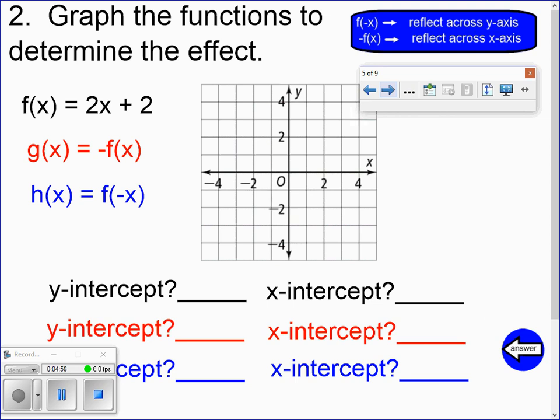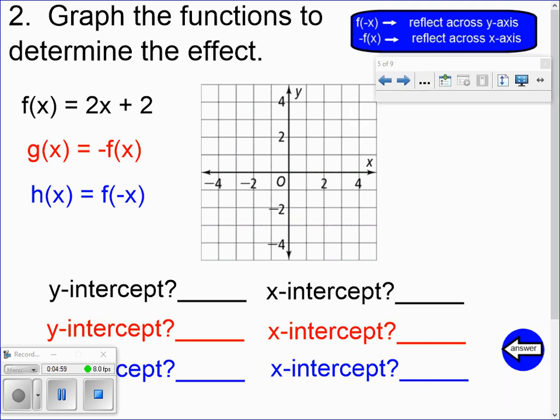If we graph 2x plus 2, notice that it starts at 2 and has a slope of 2. If we graph this one and we translate it, it's going to look a little different when we're reflecting across the y and when we are reflecting across the x. So let's start with the x, because that's the first one.